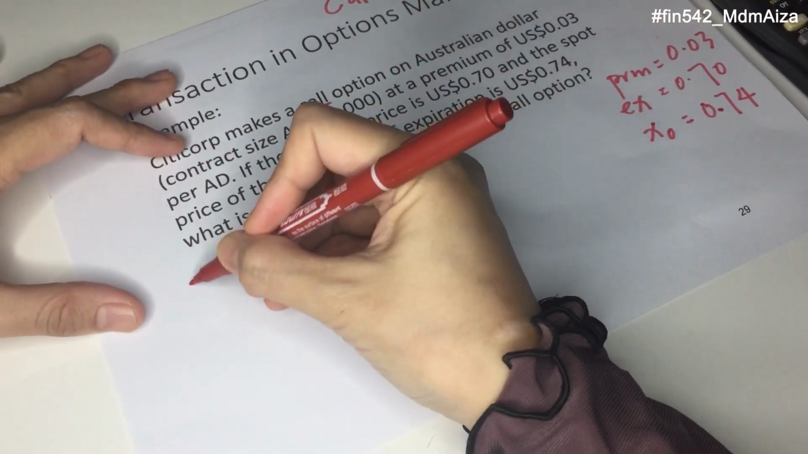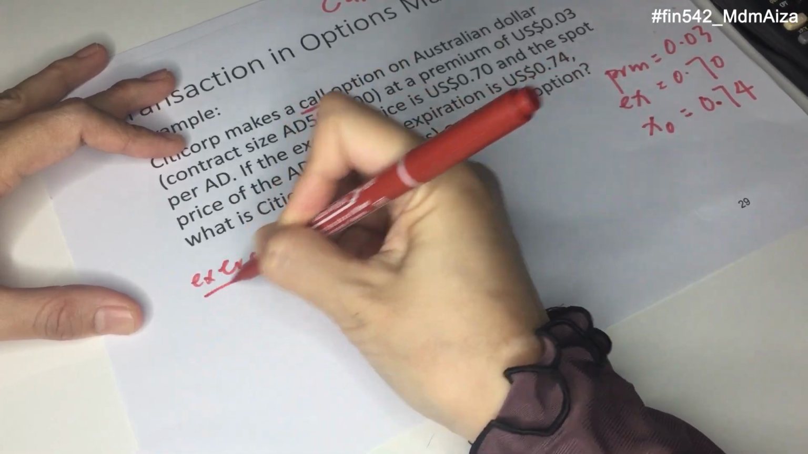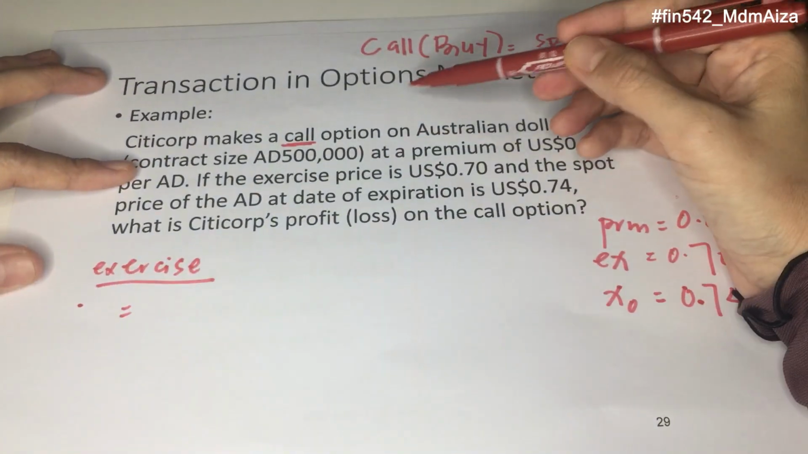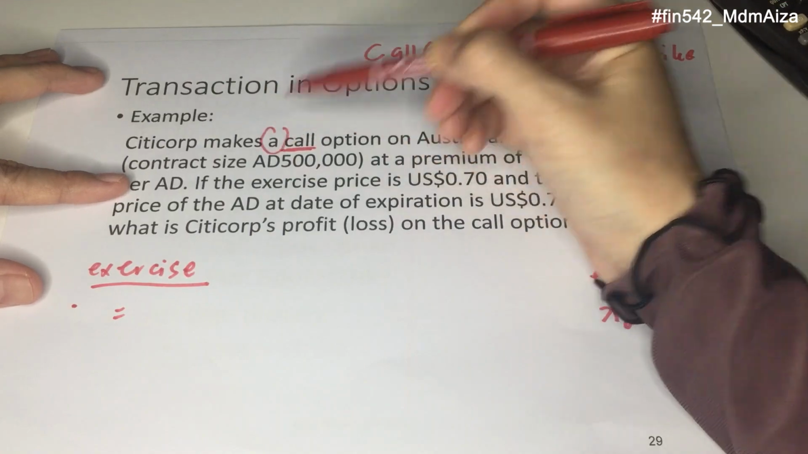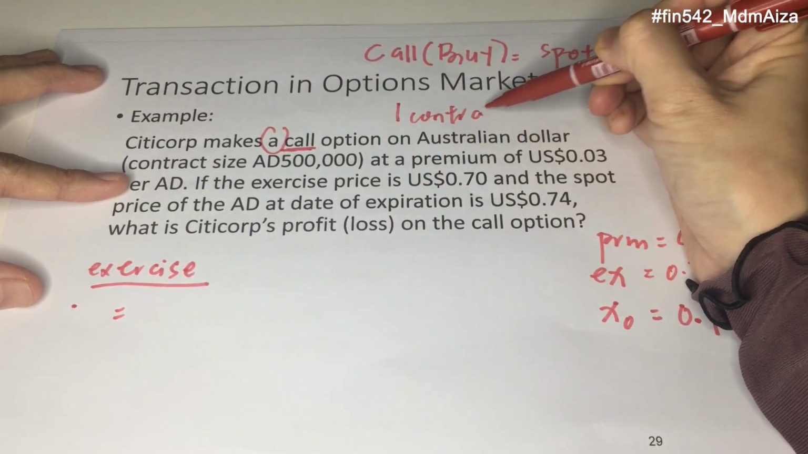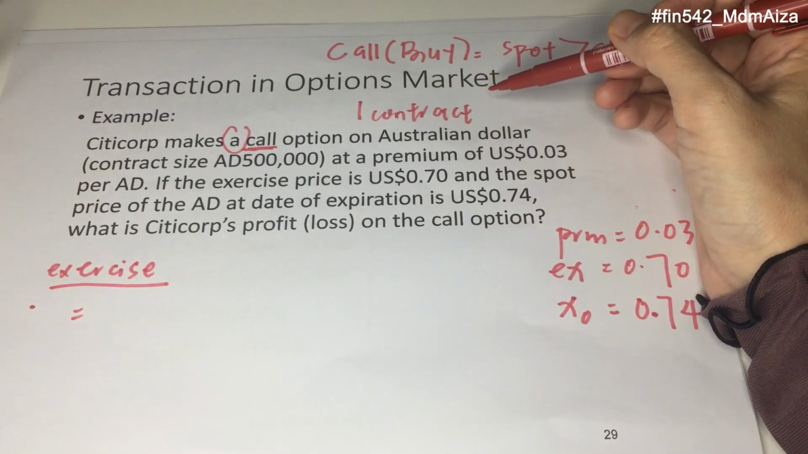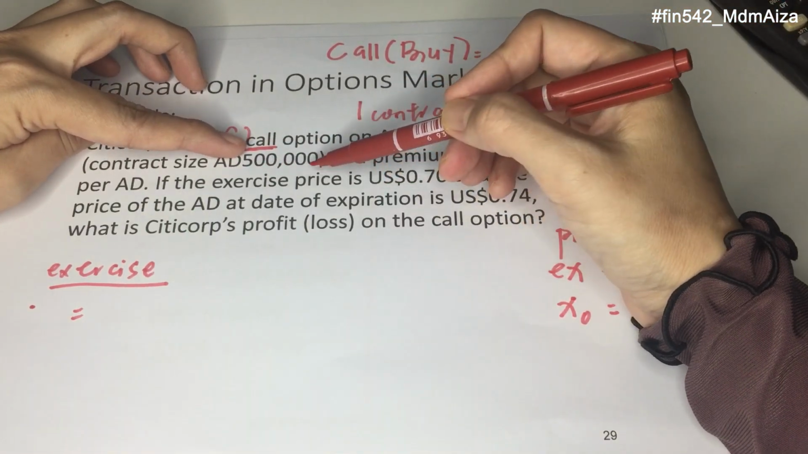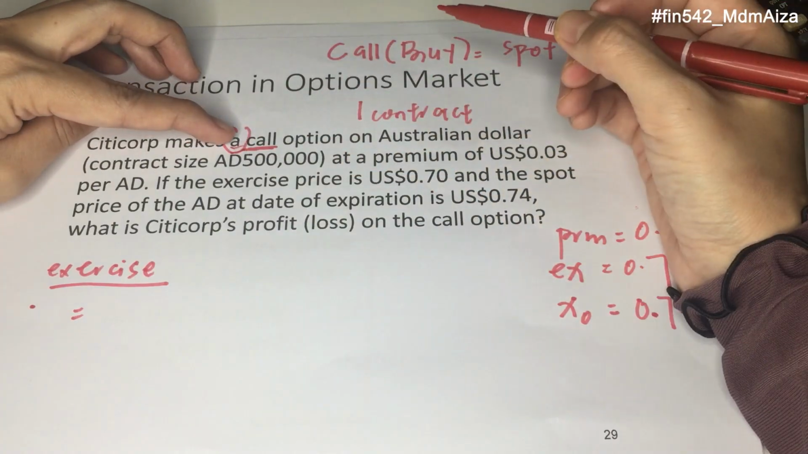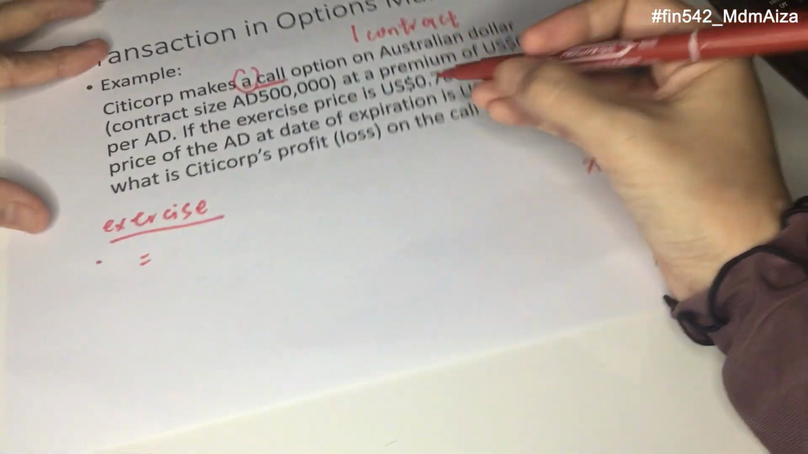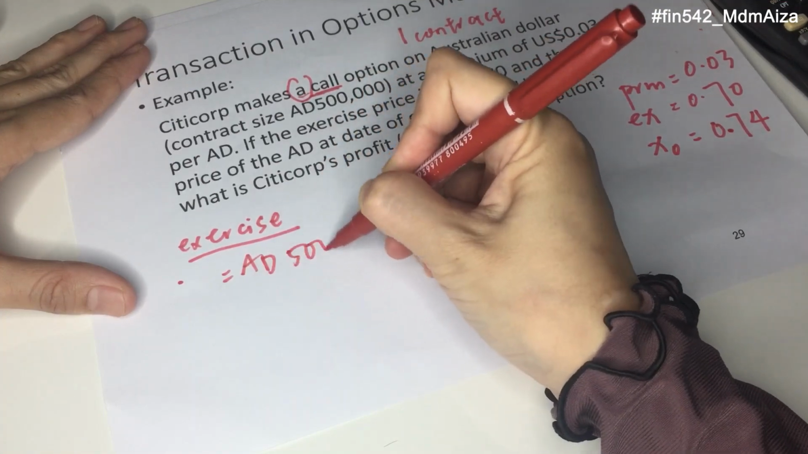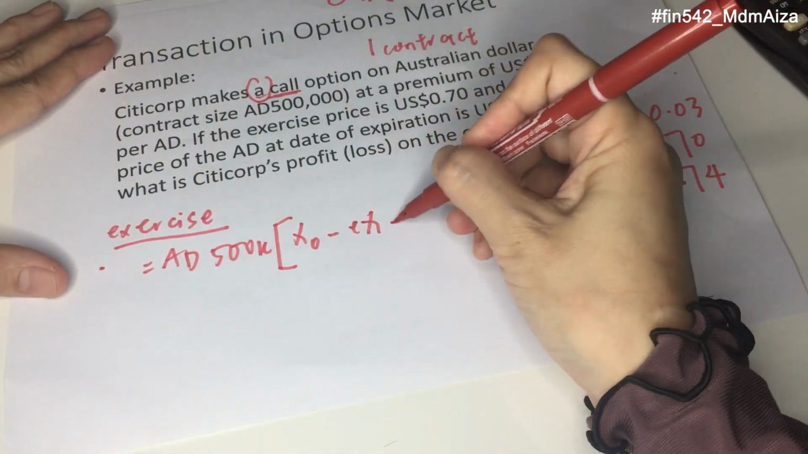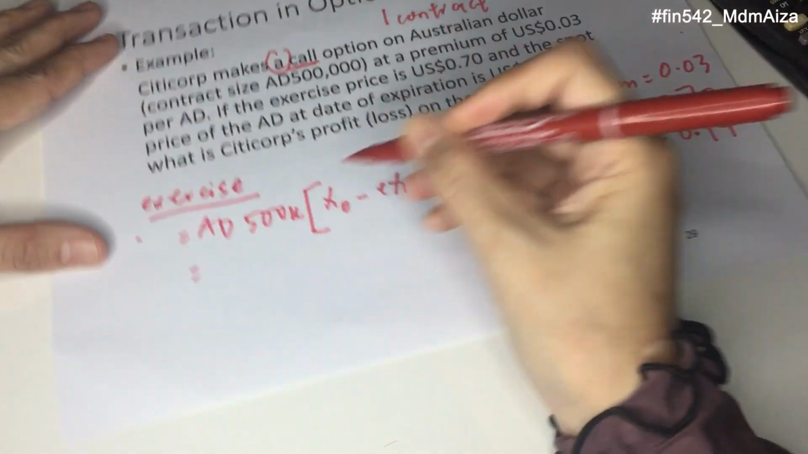So first, if I want to exercise, since this is a call option, I calculate. This is the standard format for a contract. I start with a call, meaning one contract. Remember, just like futures, you need to multiply by the number of contracts. If this is 5 contracts, then 5 times the standard contract of 500,000. If they only mean one contract, it means 500,000. So I write AUD 500,000, then my spot minus my exercise price, minus my premium.